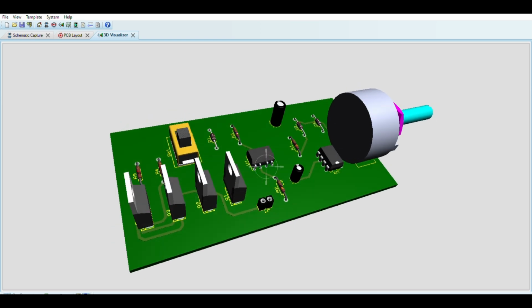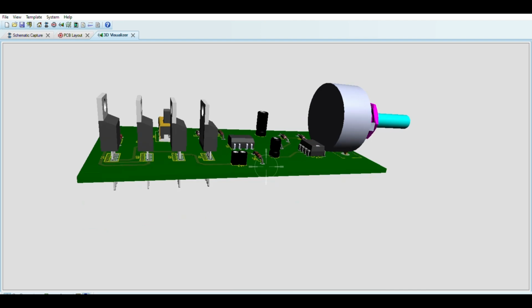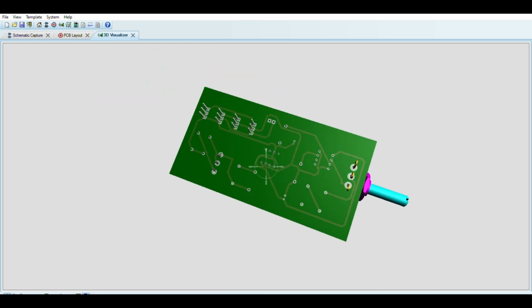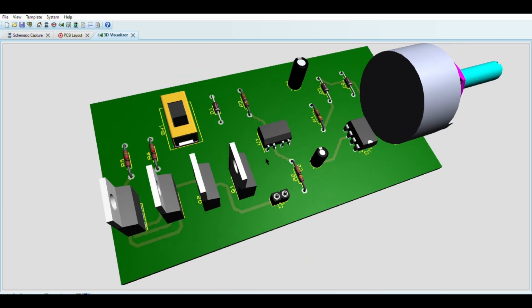This is the potentiometer. These are the capacitors that I have used. This is the 555 timer IC. This is the TLP IC, and this is the rest of the things like resistors, and this is the SPDT switch, and these are the big powerful MOSFETs. And you can see the bottom layer as well. So this is how we can design a 3D visualization of this PCB layout.